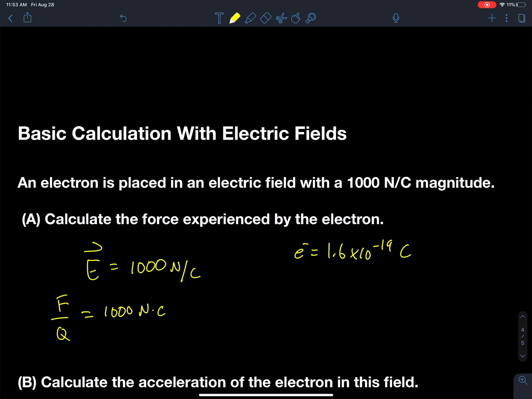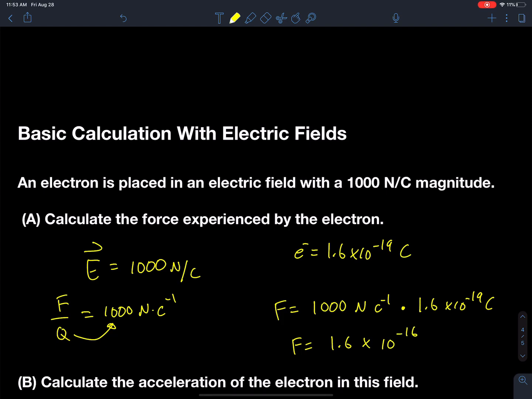So if I wanted to find the force, all I would have to do is multiply 1,000 newtons per coulomb by whatever the charge of that object is going to be. In that case, it's going to be the charge of an electron. So the force is going to be equal to 1,000 newtons per coulomb times 1.6 times 10 to the minus 19 coulombs. The force is going to be 1.6 times 10 to the negative 16 newtons. Okay, that's how much force that would be experiencing, and it would be negative, which means it's attractive.